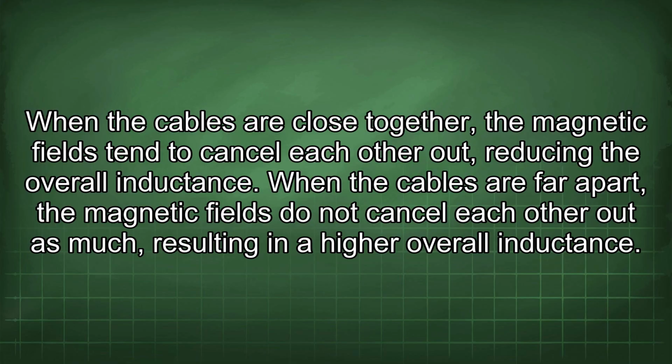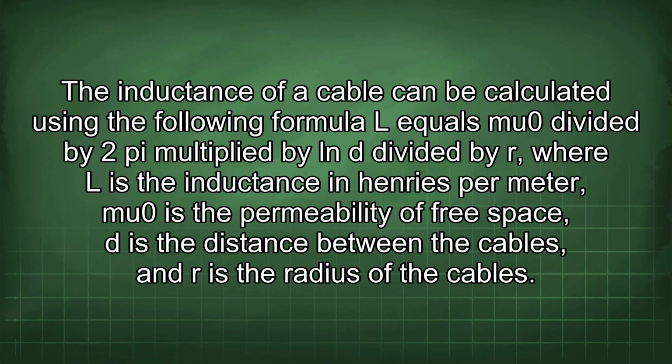The inductance of a cable can be calculated using the following formula: L equals mu0 divided by 2 pi multiplied by ln of d divided by r, where L is the inductance in henries per meter, mu0 is the permeability of free space, d is the distance between the cables, and r is the radius of the cables.